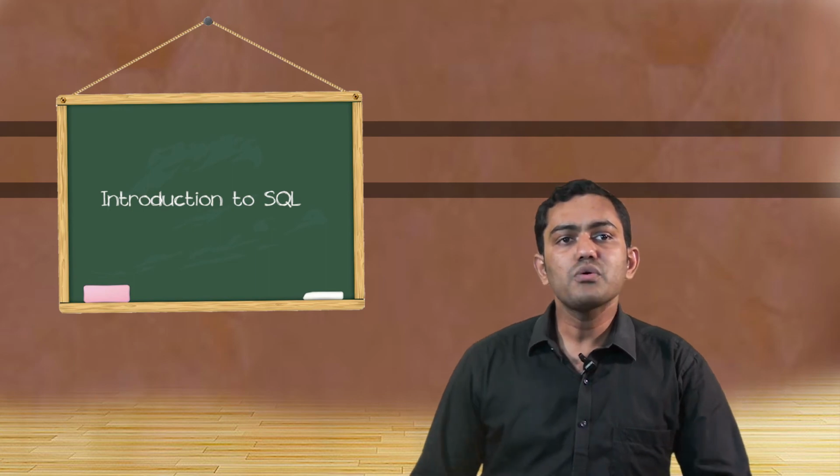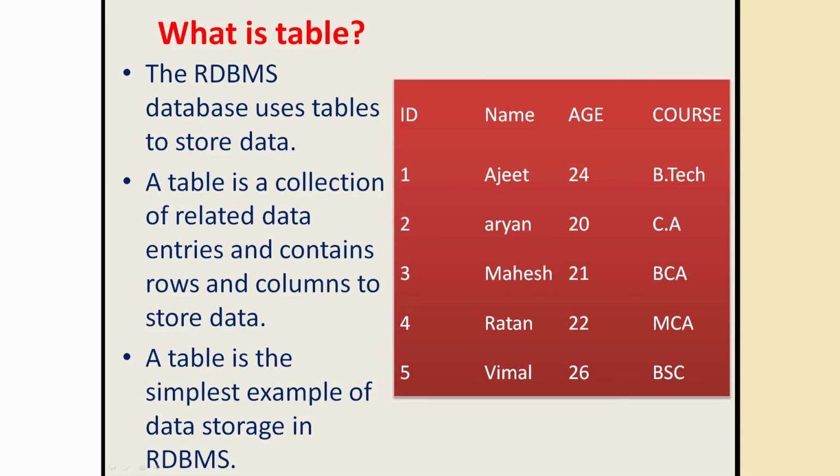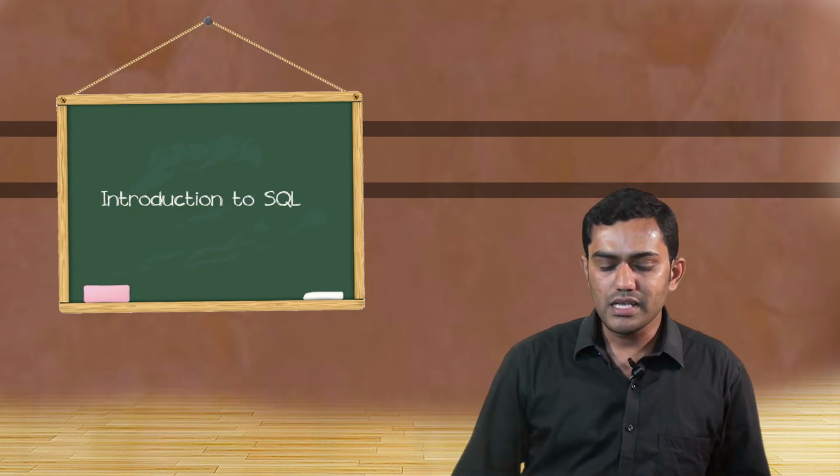Here we have one example of a student database. Here we have ID, name, age and course. These are the column names, nothing but fields. Next, here we have 5 rows, which are nothing but tuples. We are representing a table in the form of rows and columns, so we can call it a relational database model.